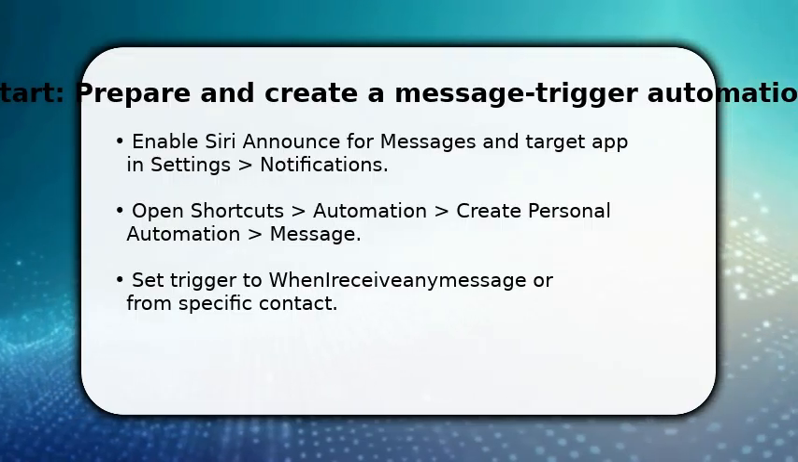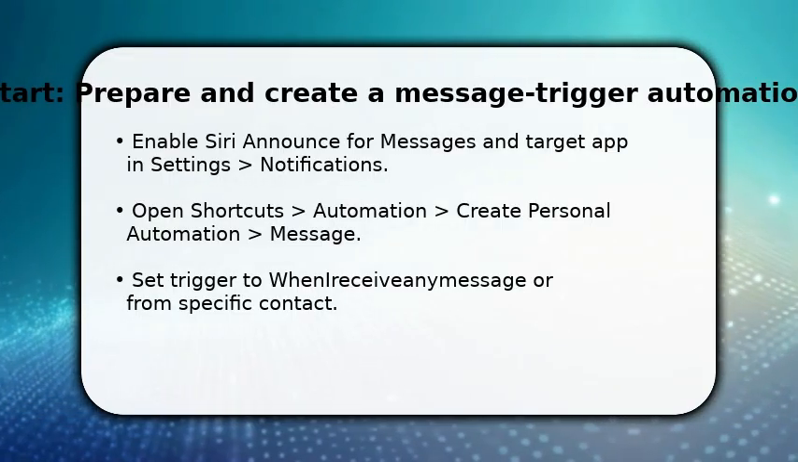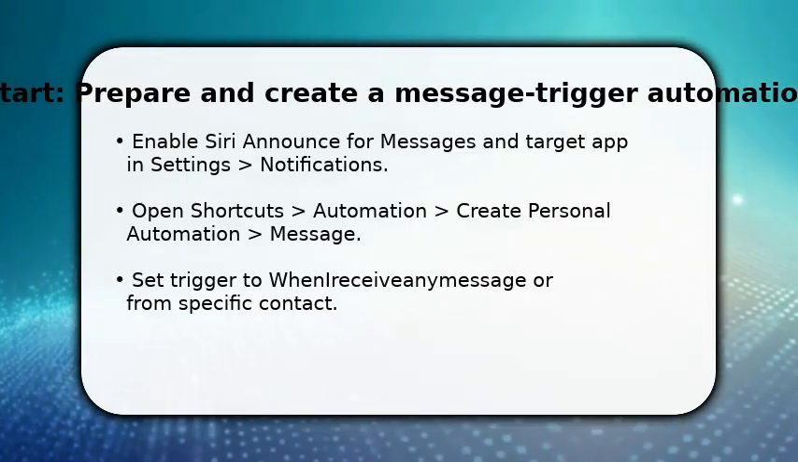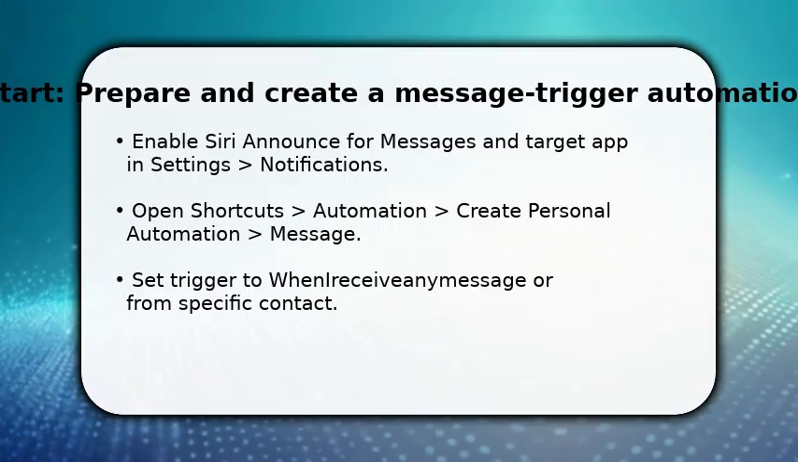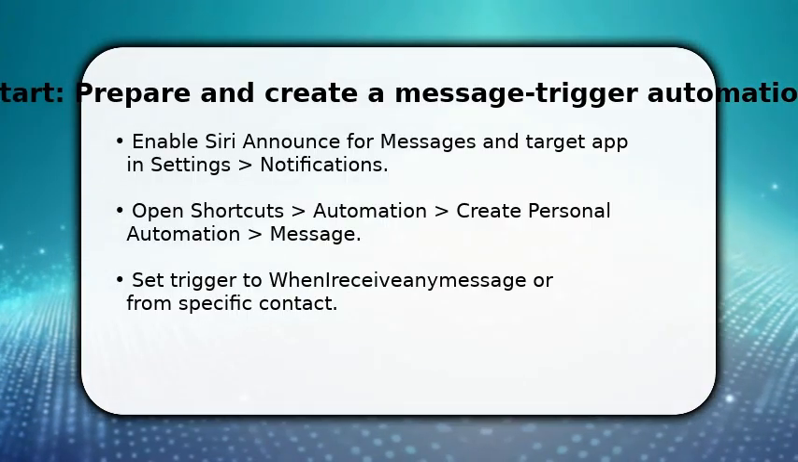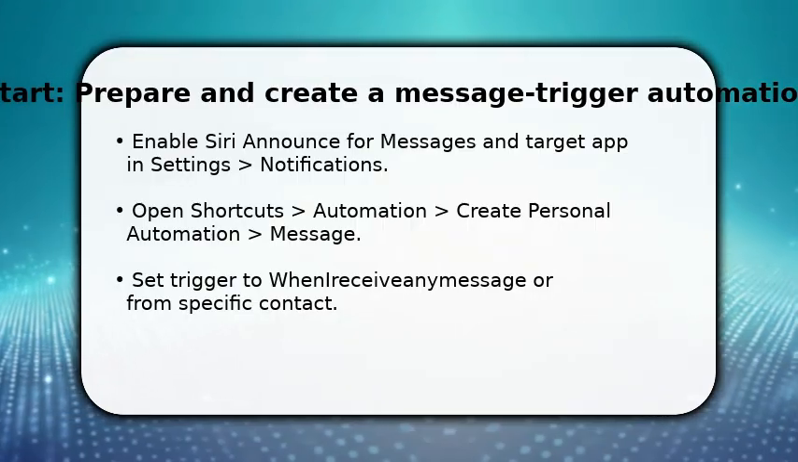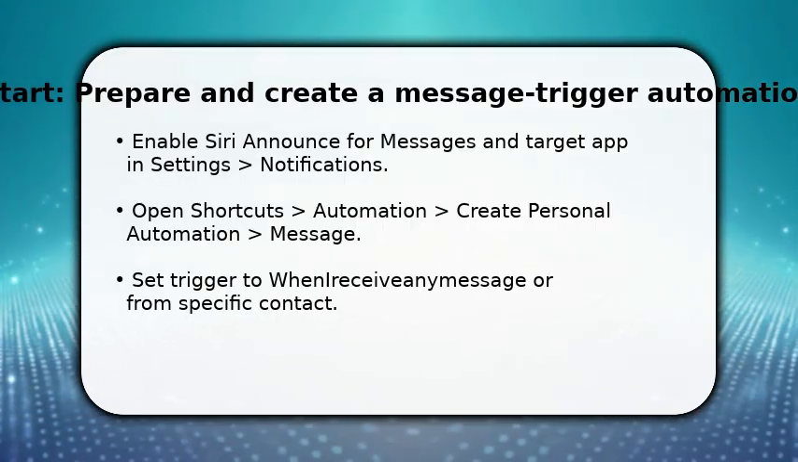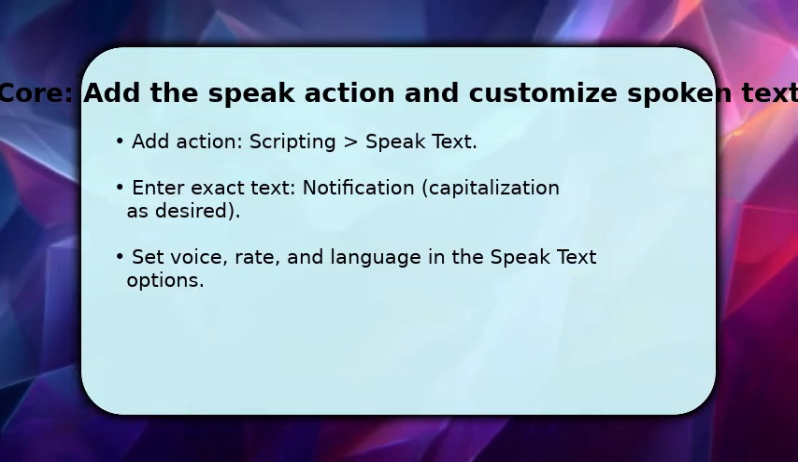Pick when IRC iMessage or limit to a contact. This defines when your phone will speak. Make sure to toggle off Ask before running for seamless action. These first steps let you capture incoming messages and hand off to the action that will say the word without extra tapping. Next, add the actual speak action.